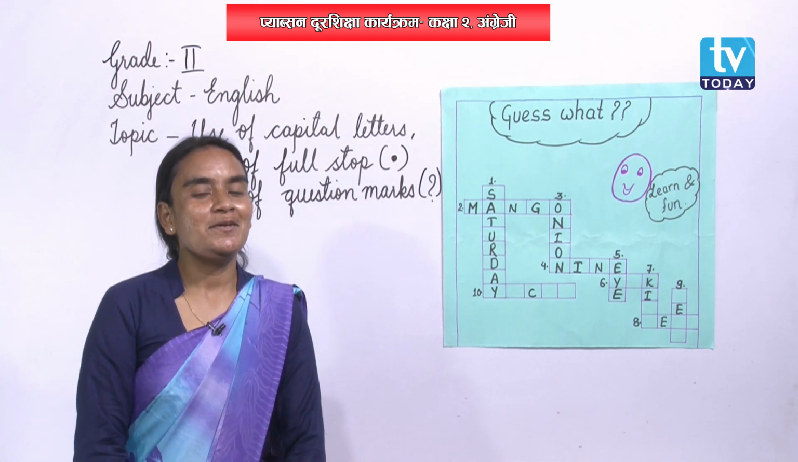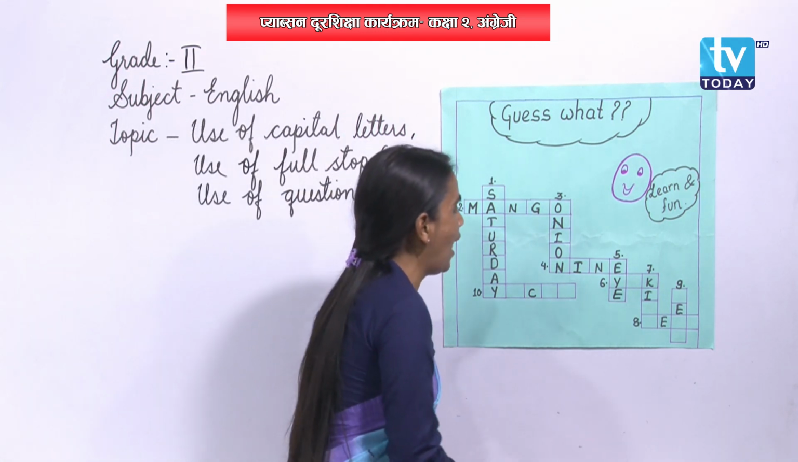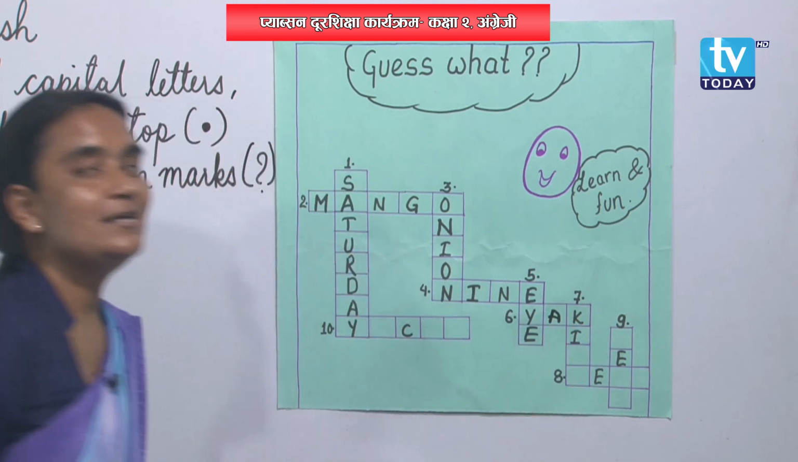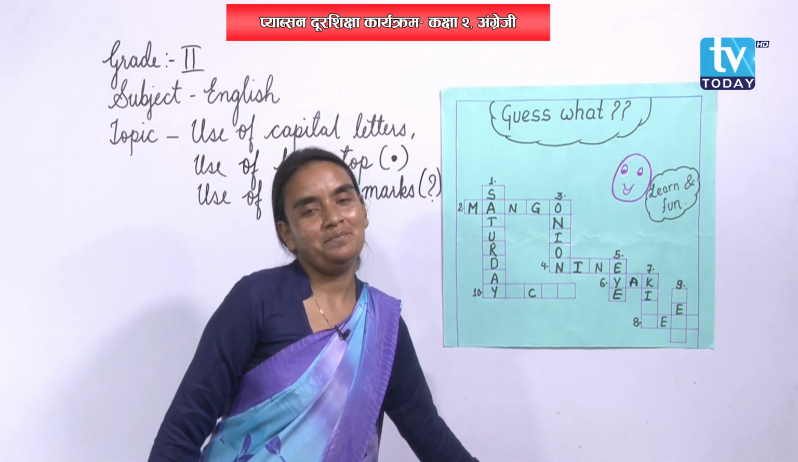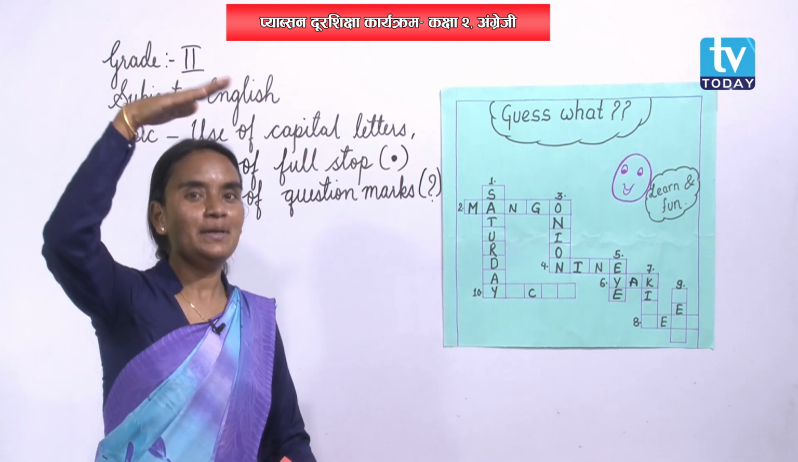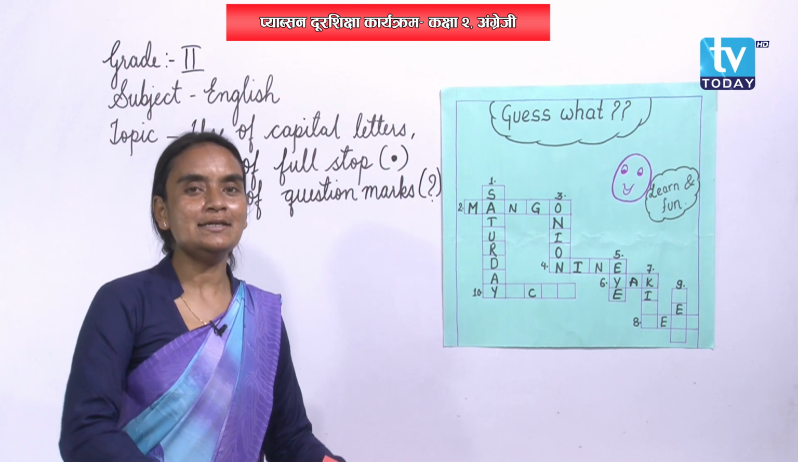It's not Y, it's Y. So, here we have Y-A-K, yak. Okay, now we are going to number 7. Odd number, top to bottom. Up, down. Starting from up and ending down.